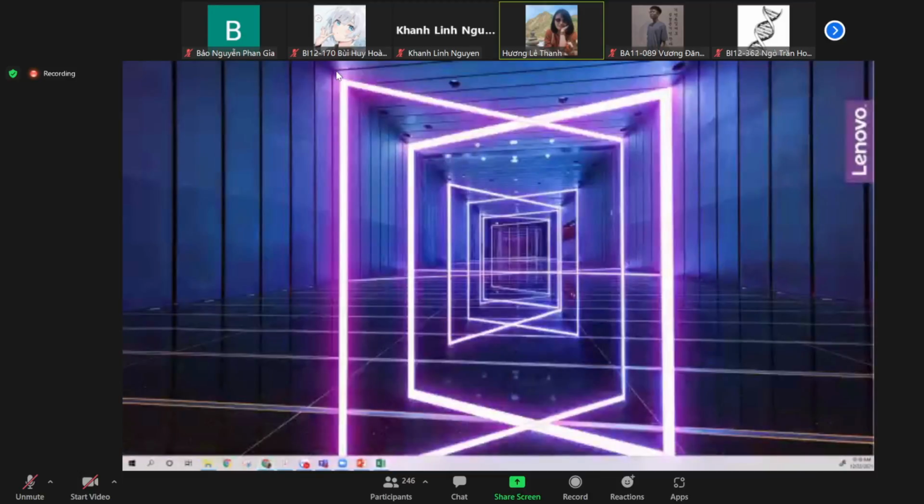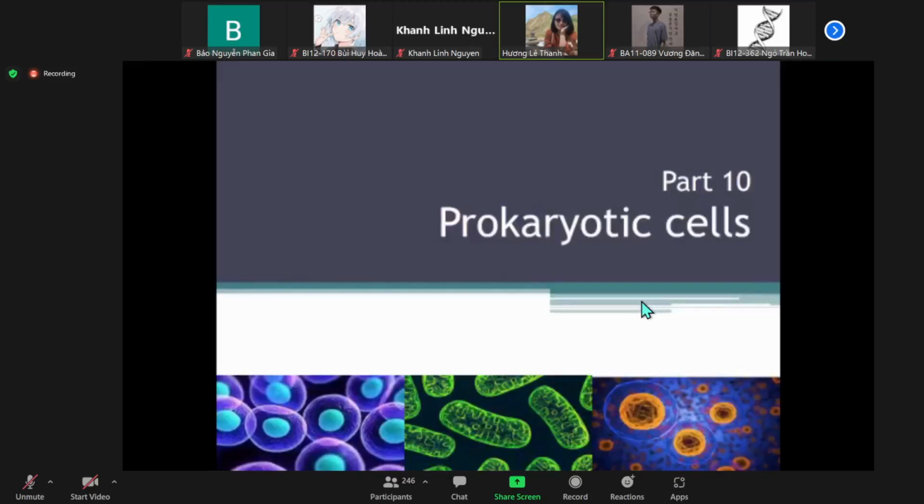The lesson today is about one main cell type in the world that we left out since lesson number 1. This is the prokaryotic cells. Can you see my slide? Yes, we can.